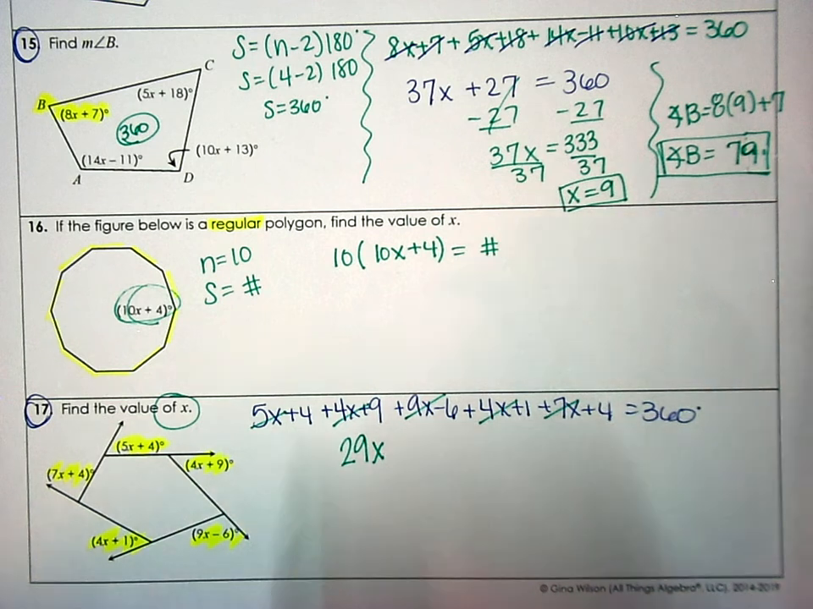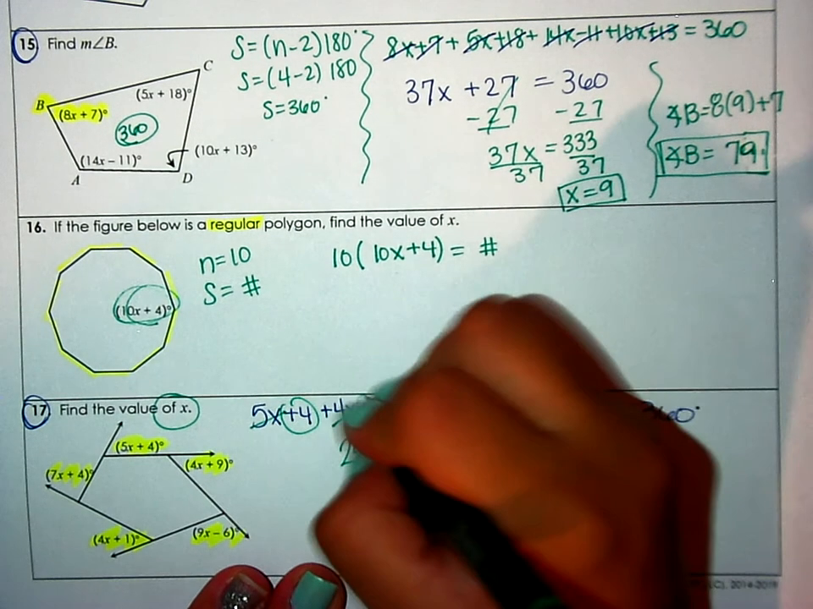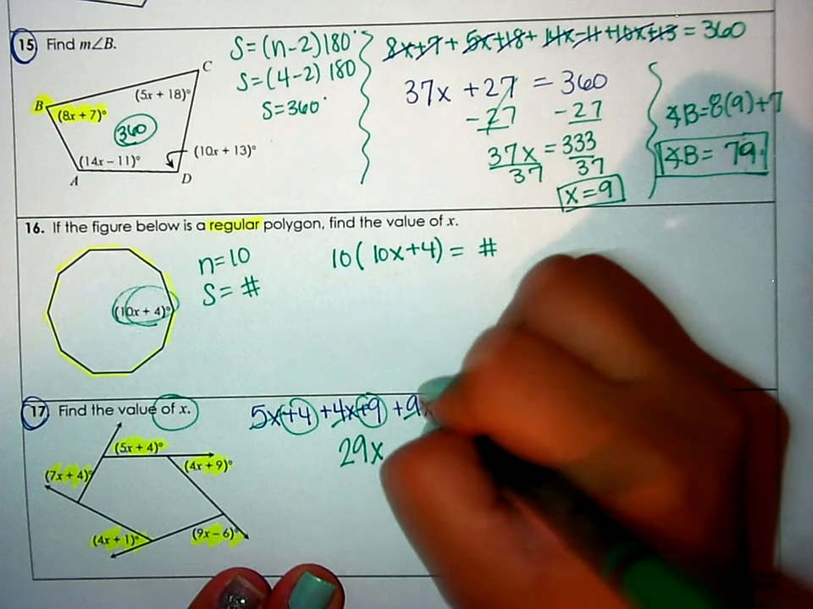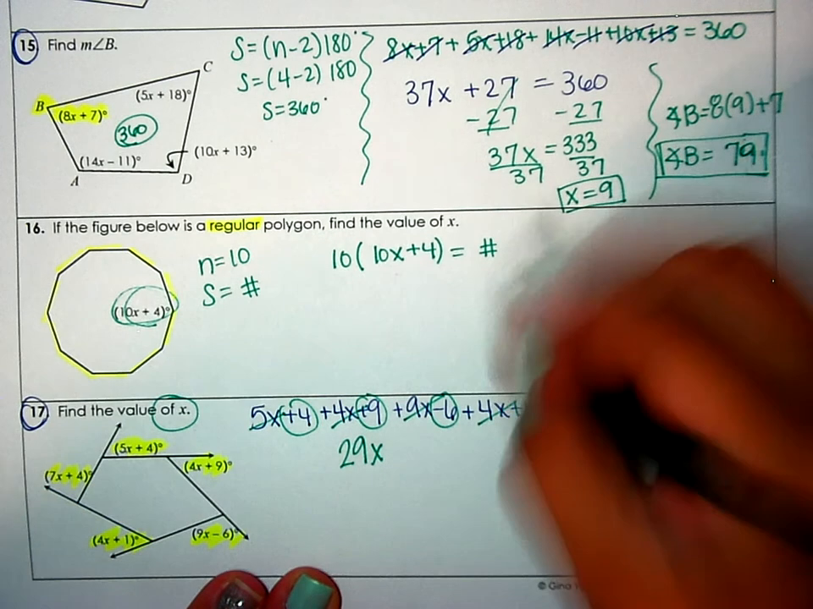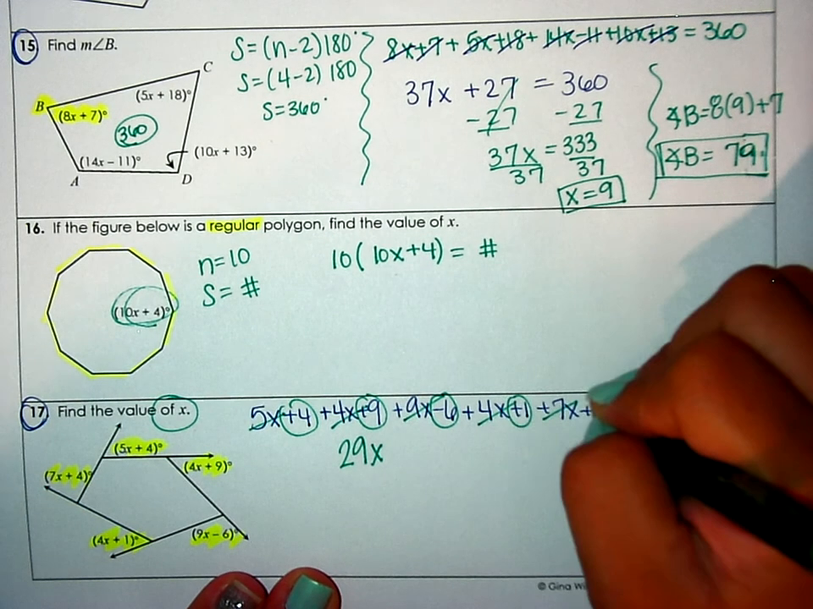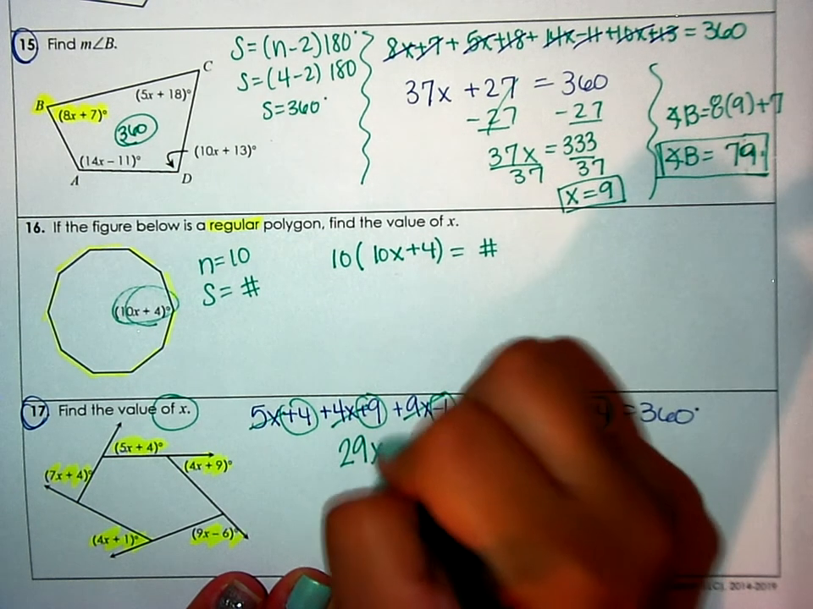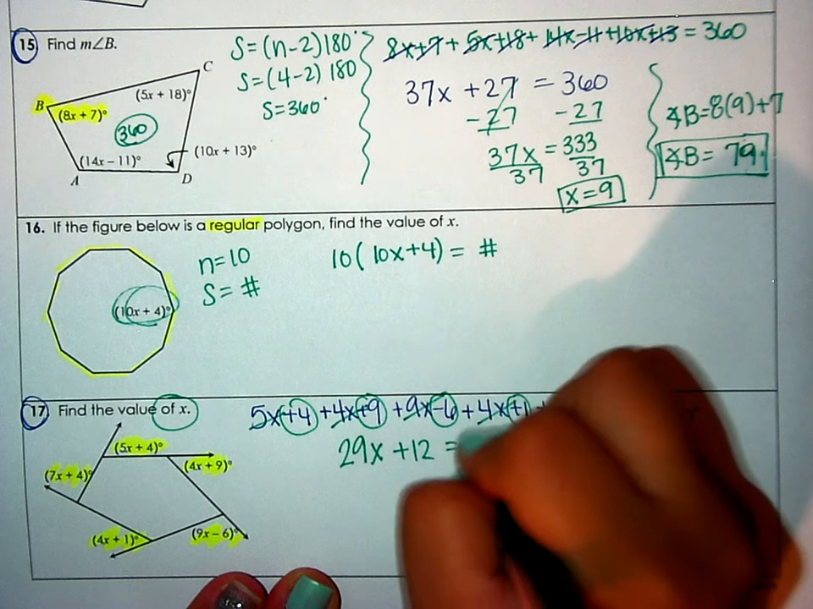Okay, now I'm going to take my numbers. I have a 4 plus 9. So 4 plus 9 is 13. Minus 6 is going to be 7. Plus 1 is 8. Plus 4 is 12. All of this equals 360.